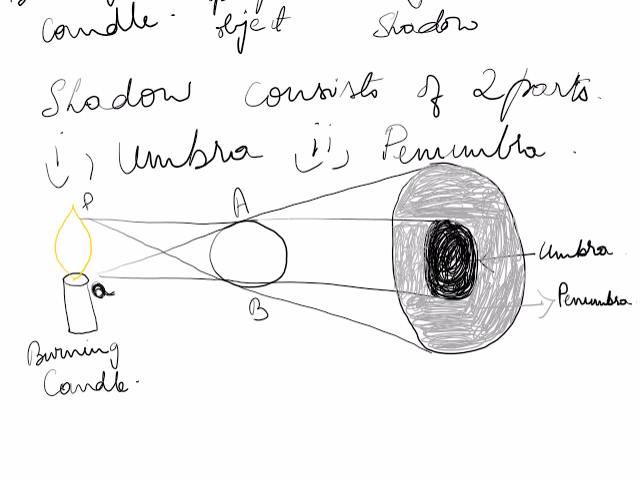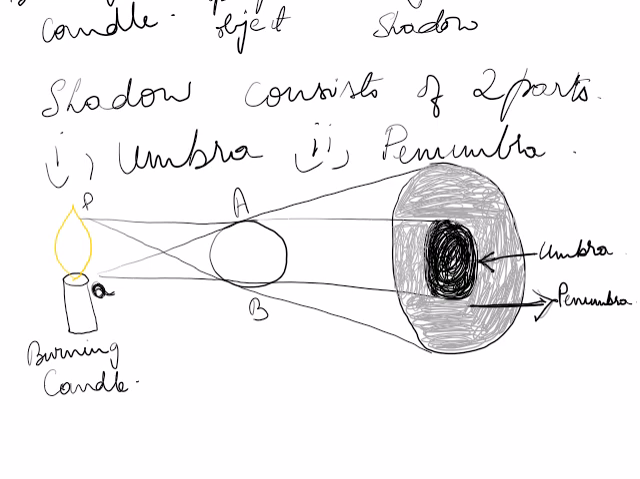Okay, so this is called umbra and this is called penumbra, the dim region surrounding the dark central umbra. Okay, clear children?